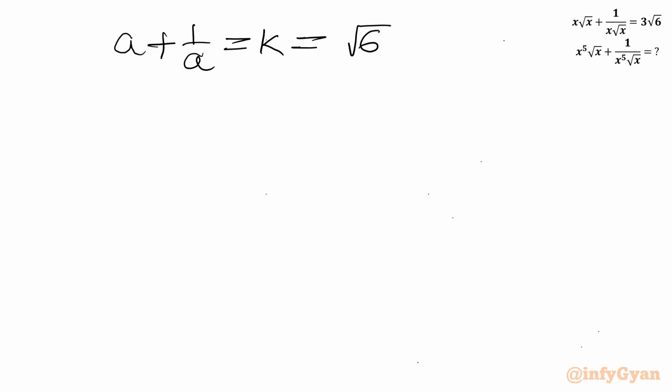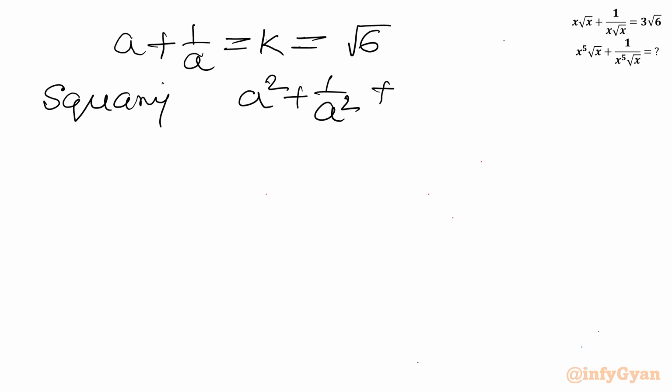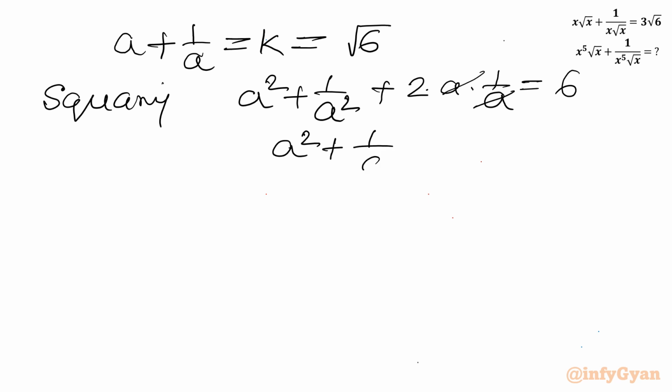Now I will consider squaring of this equation. So I can write here a square plus 1 over a square plus 2 times a times 1 over a equal to root 6 square. So 6. Now this will be over. Conclusion is a square plus 1 over a square equal to 4.